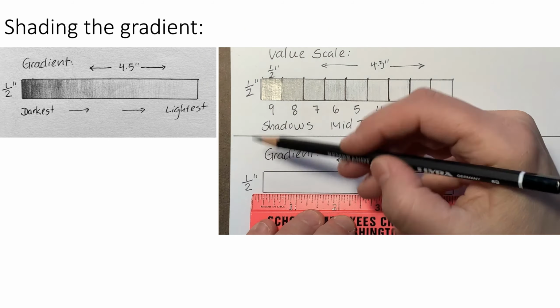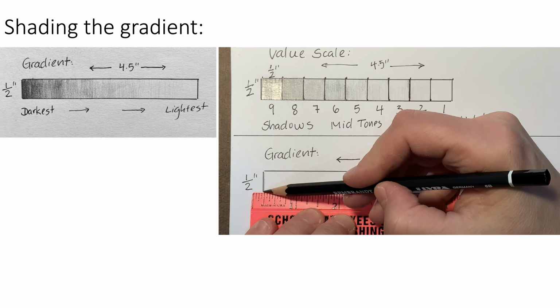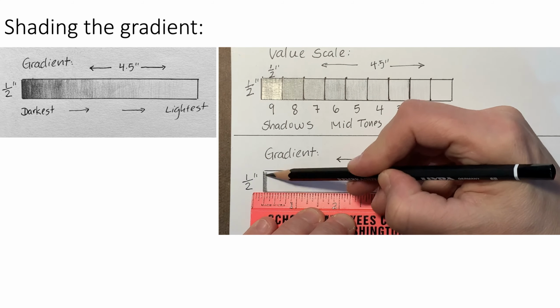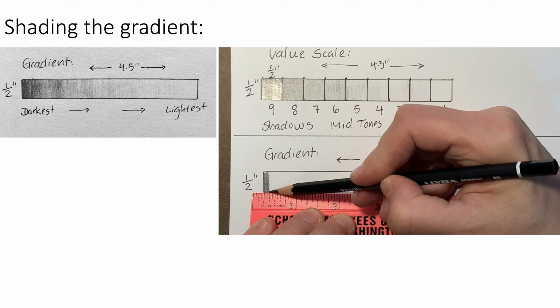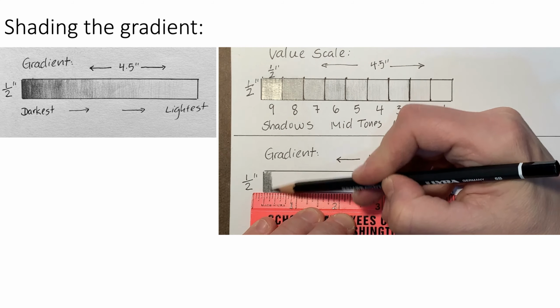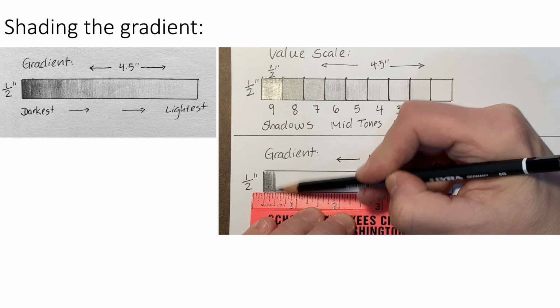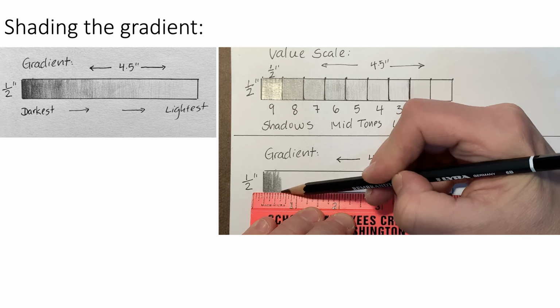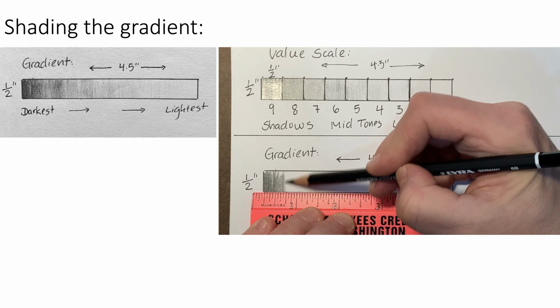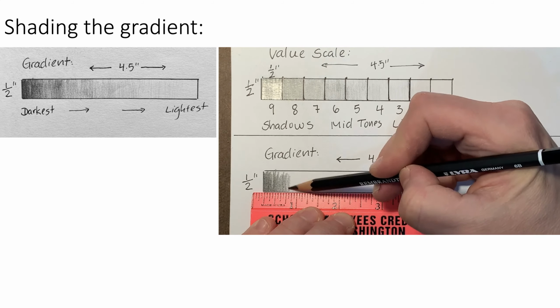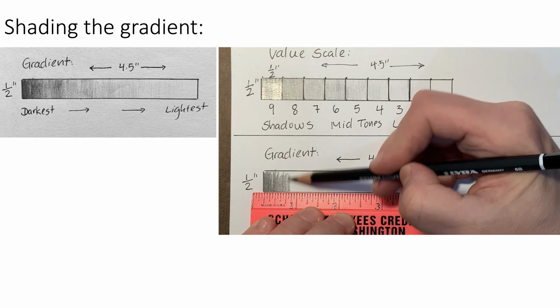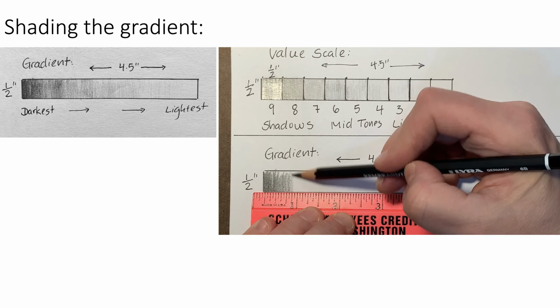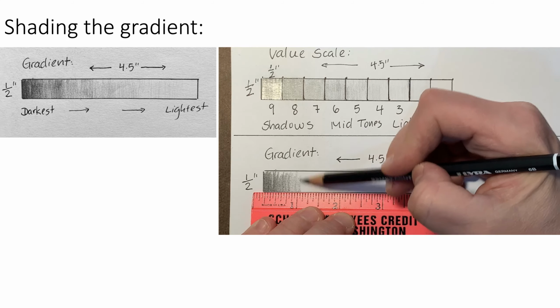In the gradient scale, we will not shade distinct individual values, but rather transition gradually from darkest values to lightest values. We start off with our 6B pencil using full pressure and gradually ease up the pressure, creating gradually lighter values, shifting to lighter pencils as we continue the progression.